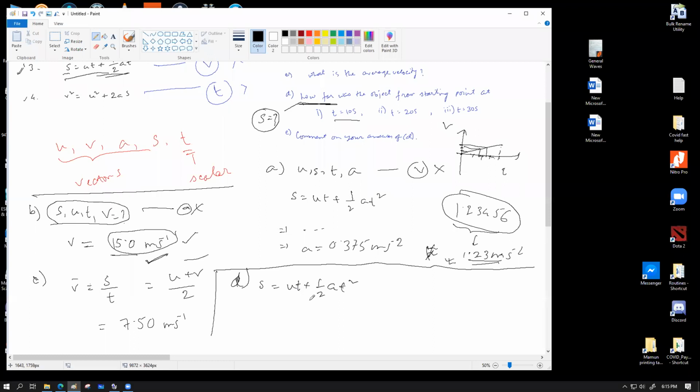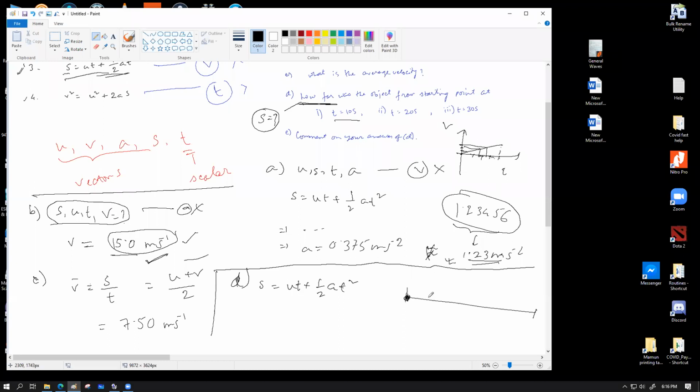So s equals ut plus half at square. So in this question we will make u equal to 0. Because we are trying to calculate, if I give you a visual representation, let's say this is the line for the object to move. Let's say this whole distance is 400 meters. The object was initially here, so this is t equals 0. In this case, u is also 0.